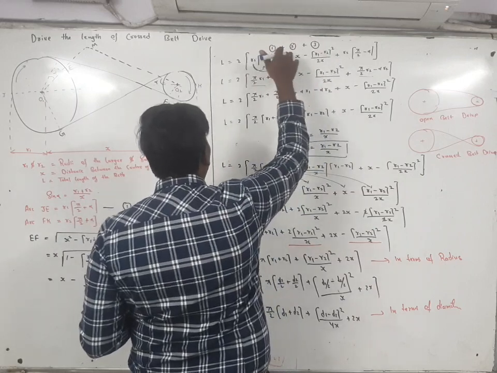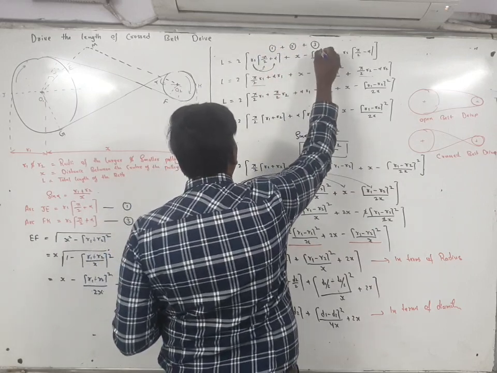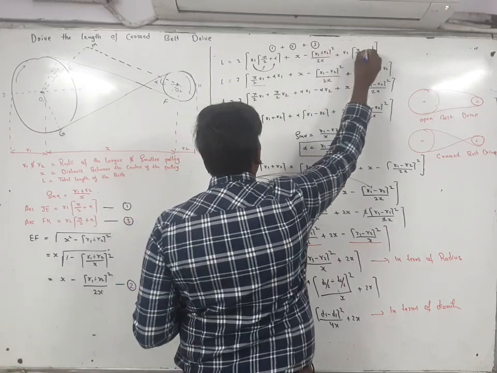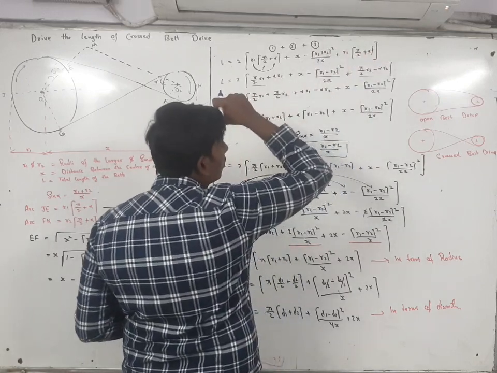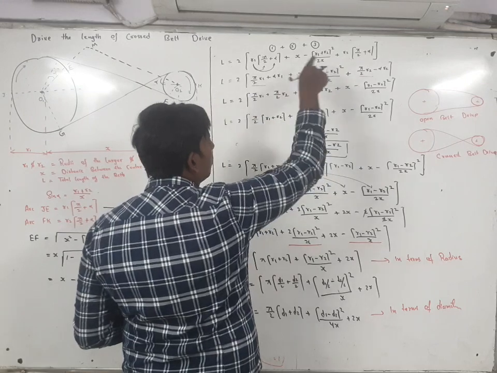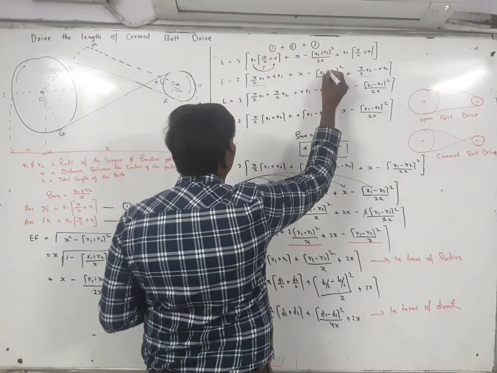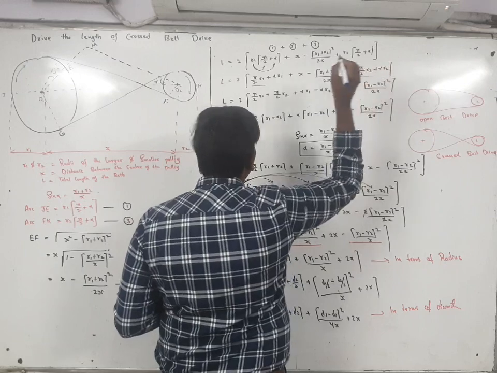So, I wrote here equation 1, this one is my equation 2 plus, and this one is my equation 3 plus. Okay, now you have to change the sign in the cross belt drive. So, here I wrote the plus and here also I wrote the plus.